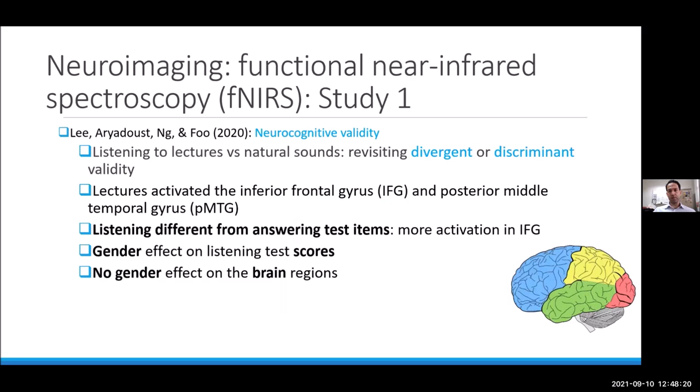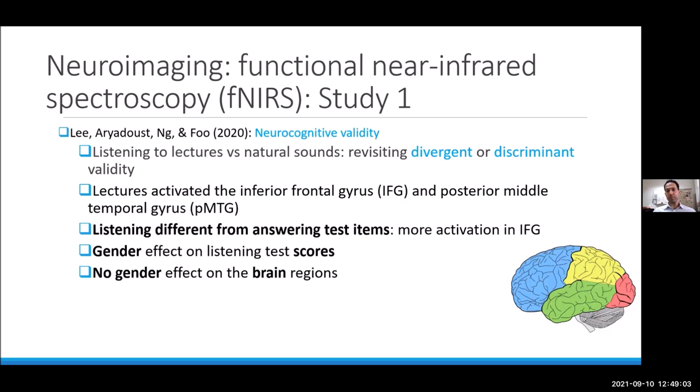Okay, so now my studies. I provide only a very brief overview of the studies. Let's remember all of the principles that I mentioned before and the WLP-PLP differences. I'm going to just walk you through these slides. The first neuroimaging study, one of the first ones I should say, was published in 2020, in which we compared listening under two conditions, listening to lectures and listening to natural sounds. What we wanted to do is to revisit the concept of convergent and discriminant validity.